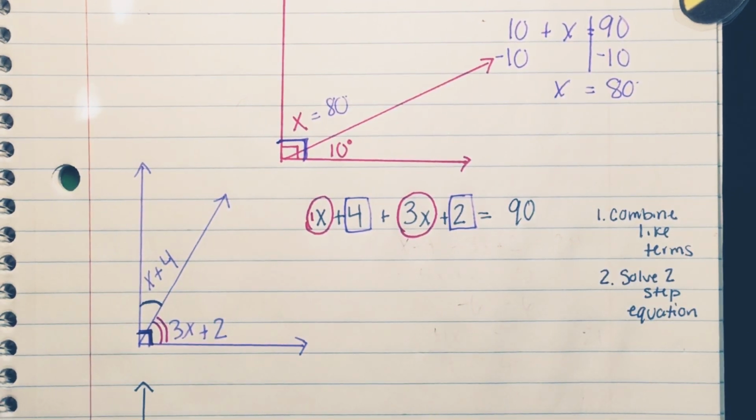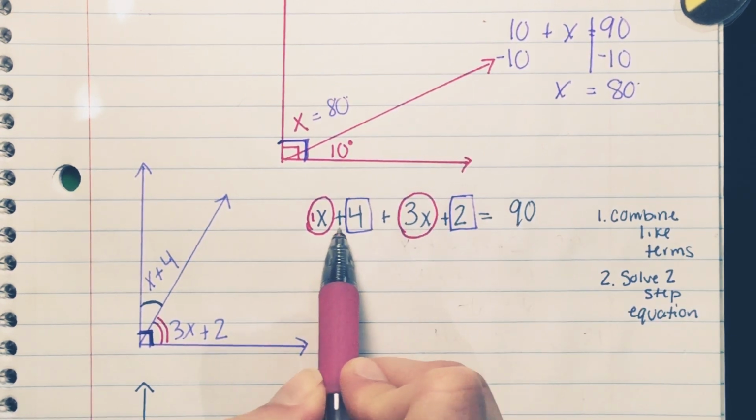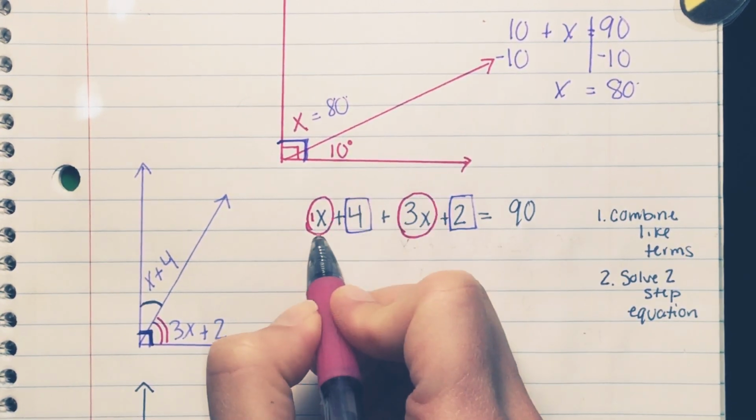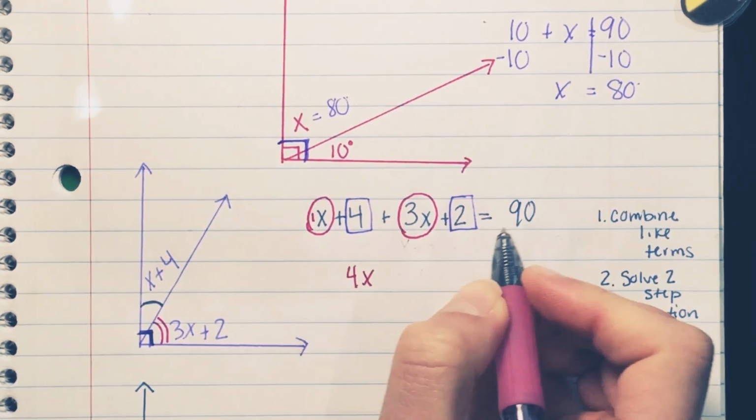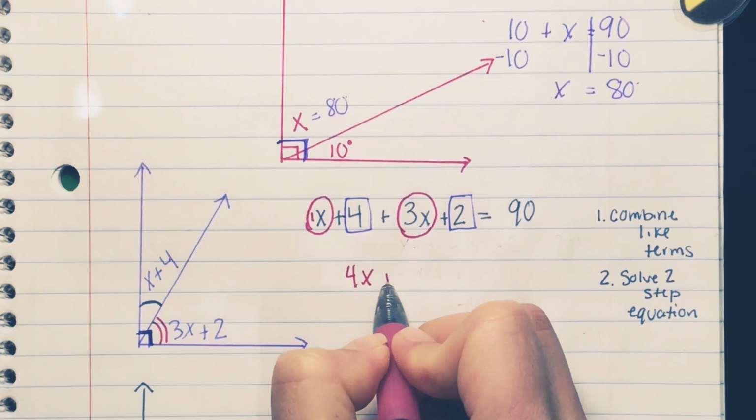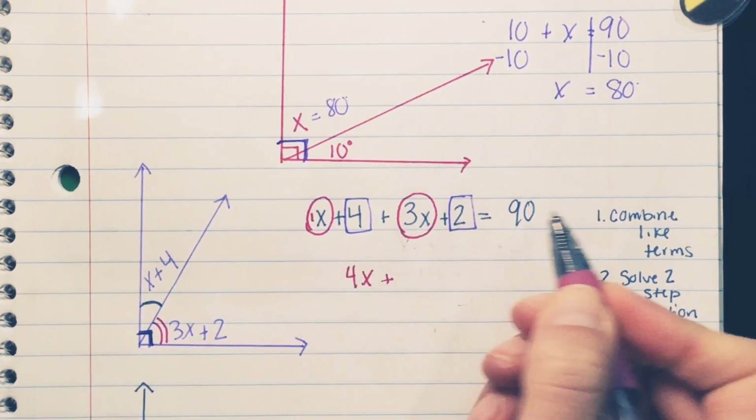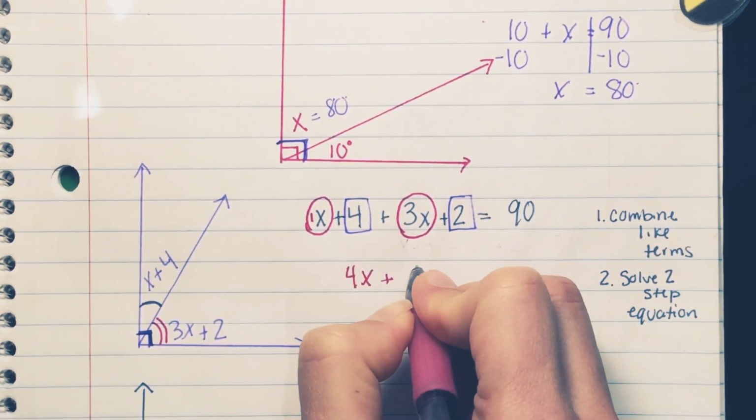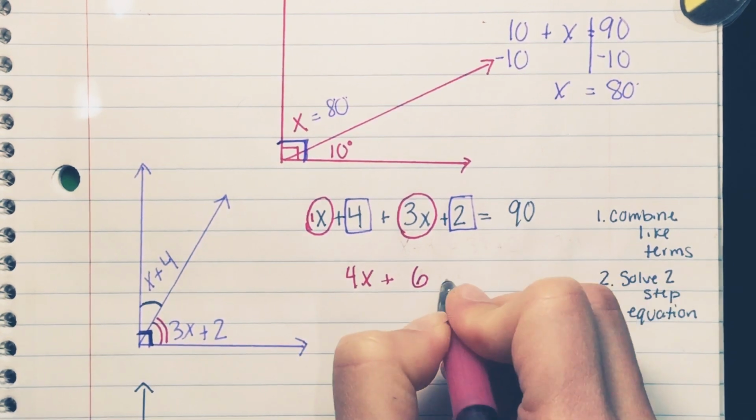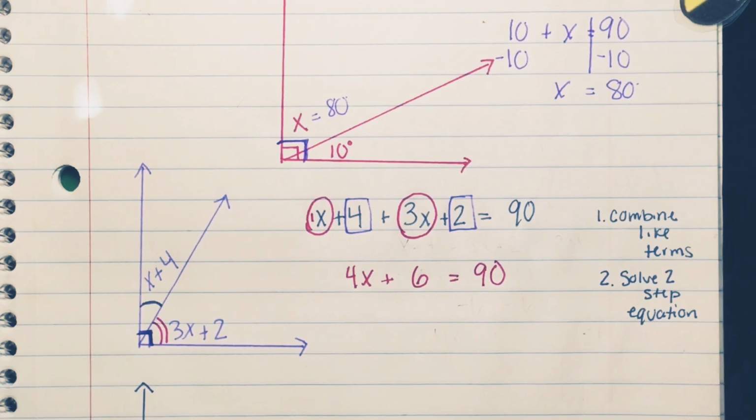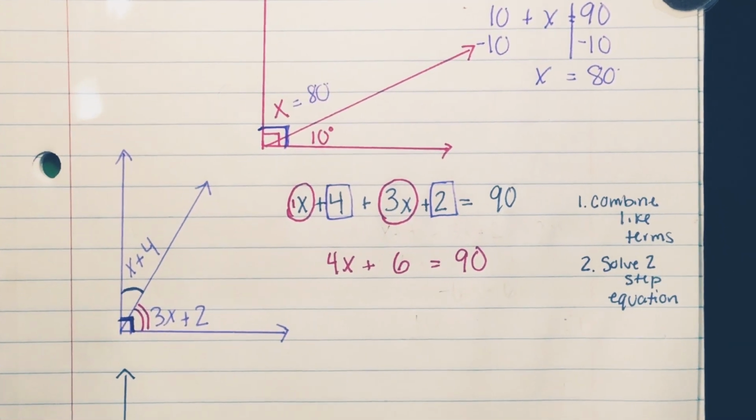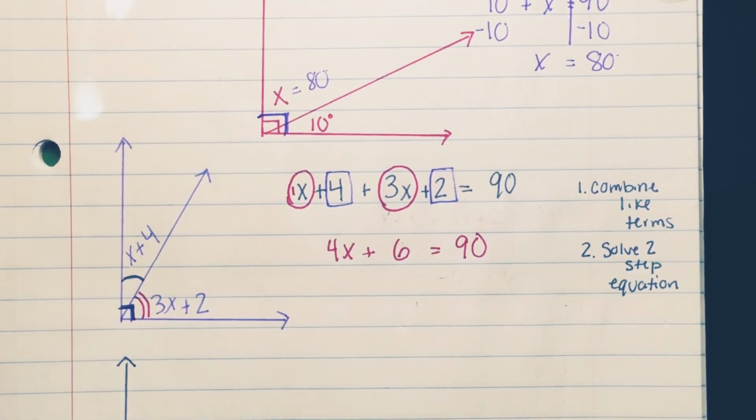So now that we have everything grouped, what you can do is add them. Since this is all positive, we're adding them. So 1x plus 3x is 4x, plus 4 plus 2, excuse me, equals 6. And then we just keep the 90. So that's combining like terms, something we did more towards the beginning of the year.